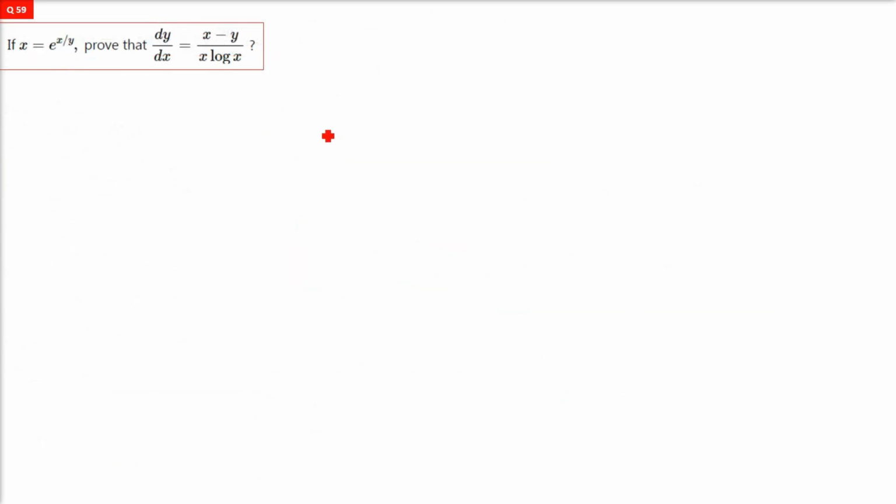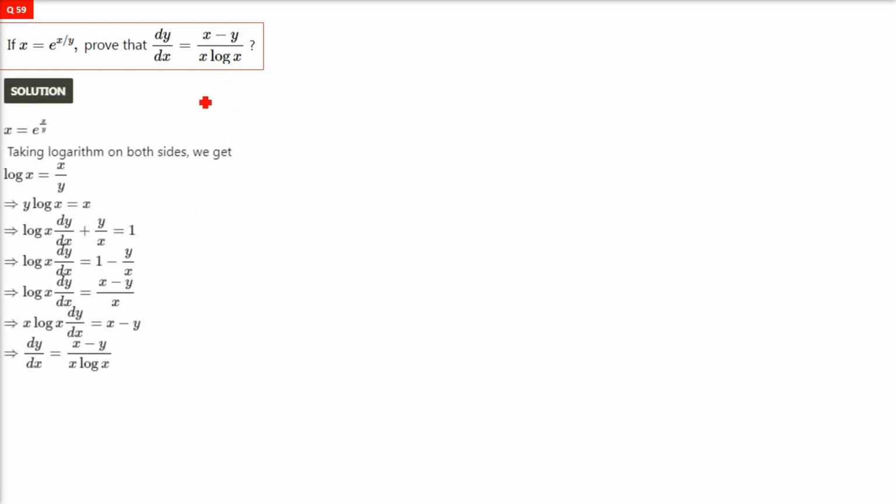Okay, x equals e to the power x by y. Prove that dy by dx is equal to x minus y by x log x. So, x is equal to e to the power x by y. Take log; just understand log y equals x if e is the base, so e to the power x is y.